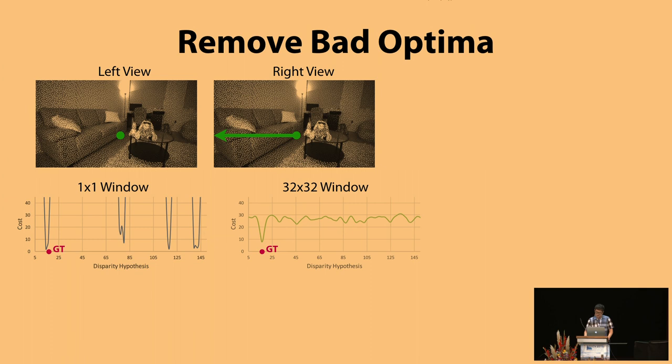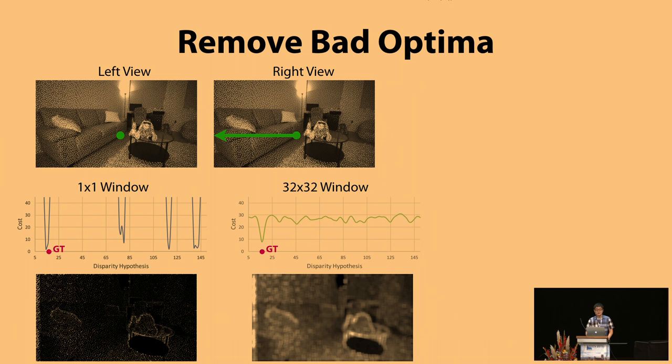This is definitely not good for optimization, and one way to remove these bad optima is to do a window-based aggregation. And as we can see, a window of 32 by 32 can effectively suppress most of the bad local optima, but also over-smooths the loss too much, which will result in blurry results again.